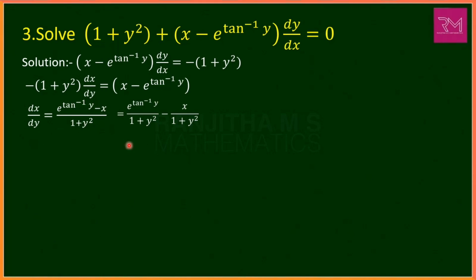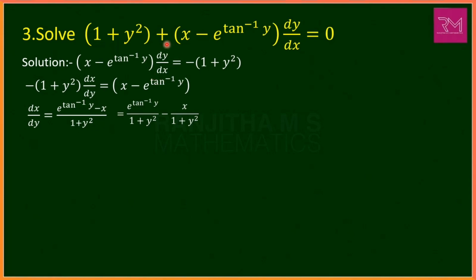You have to observe carefully. This is our dx by dy value. Here if we take this value to the right hand side, that becomes 1 plus y square divided by x minus exponential power of tan inverse y. Hence the simplification becomes complicated.